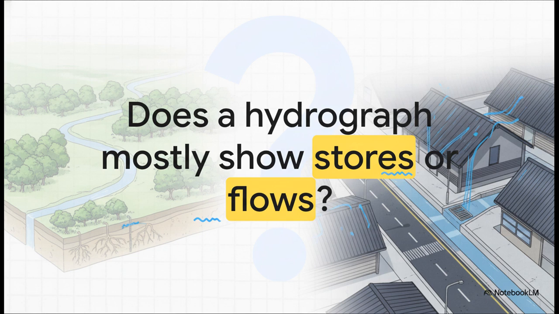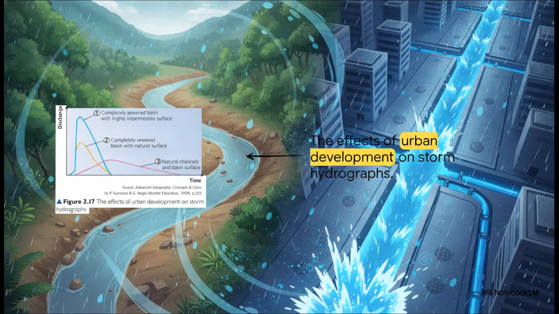As we pave over our natural floodplains and build these hyper-efficient artificial drainage systems, think pitched roofs and gutters, how do we actually measure that rapid shift in water movement? The answer, of course, is flows. In a highly impermeable, completely sewered urban basin, we're blocking infiltration, which drastically slashes the lag time.